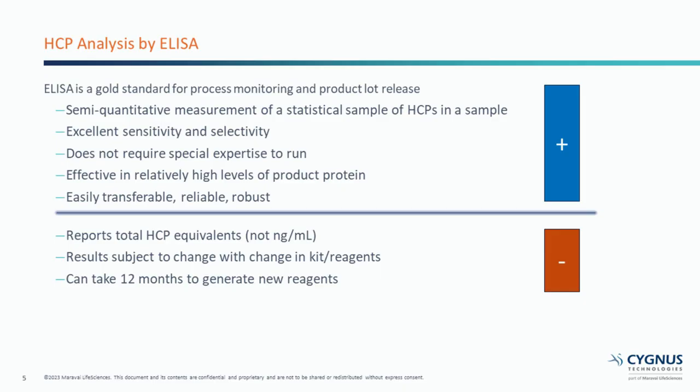So none of those issues are lost on regulatory agencies. It is required to use orthogonal methods to demonstrate that an HCP ELISA is fit for purpose of process monitoring and product lot release.